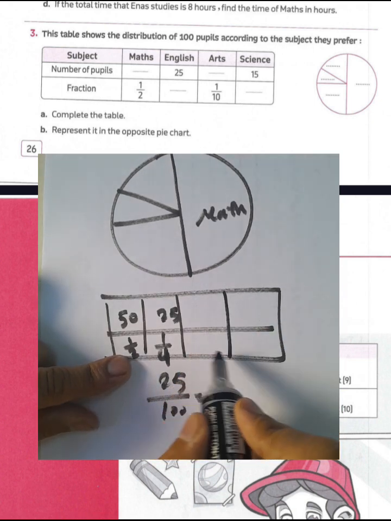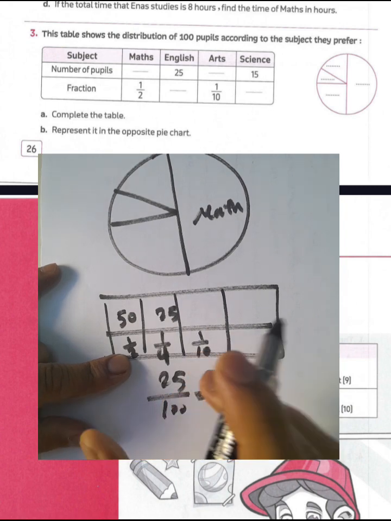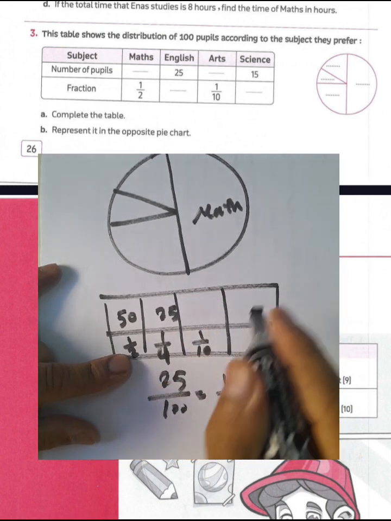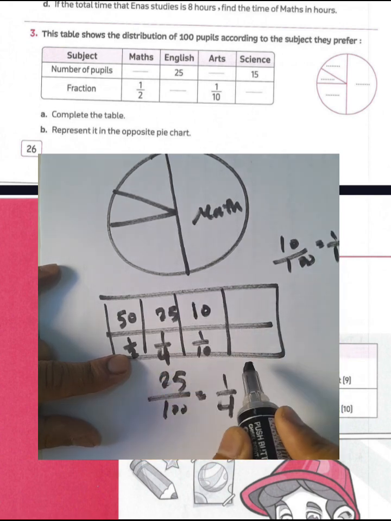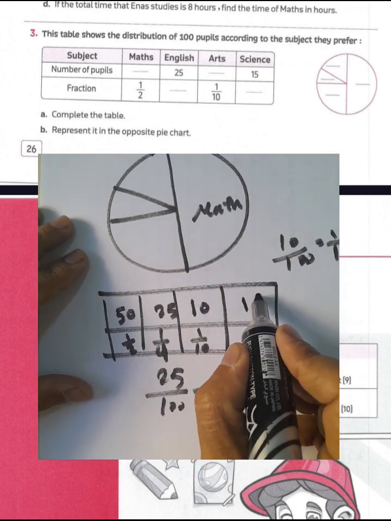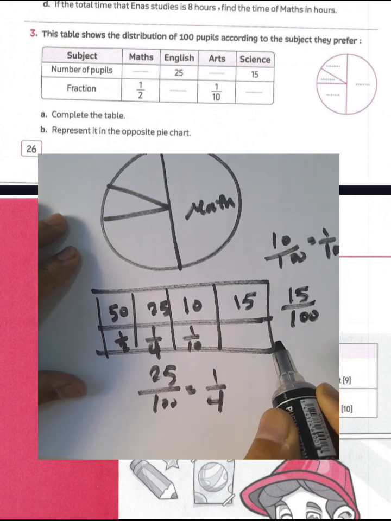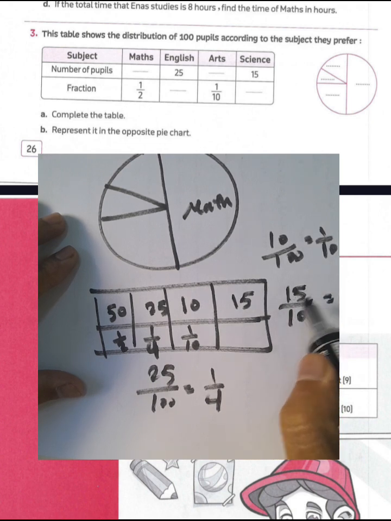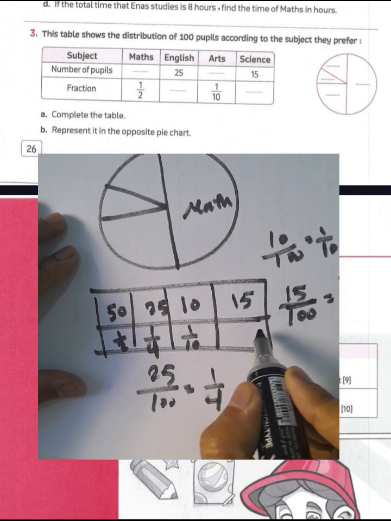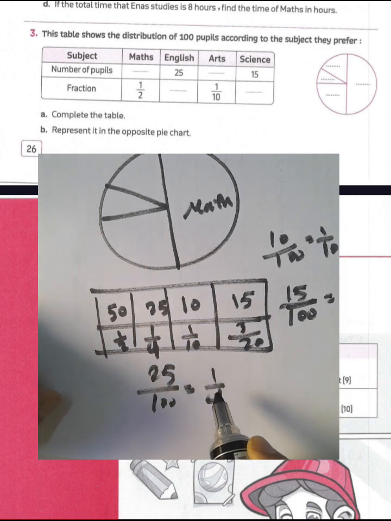And here 1 over 10 corresponds to what? We have the total was 100. Then 1 over 10 of 100 equals 10. Then we can write here 10. And we have here 15 over 100. You can simplify it by dividing the numerator and denominator by 5. 15 divided by 5 equals 3, and 100 divided by 5 equals 20. The result will be 3 over 20 here. Represent this in the table.